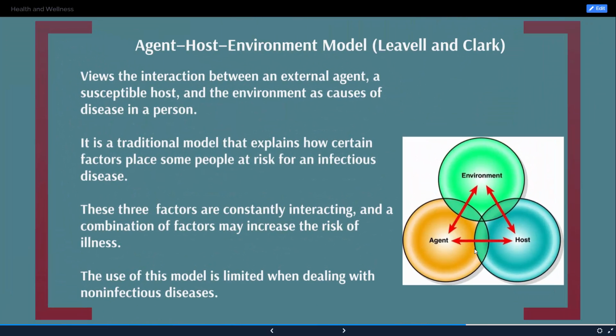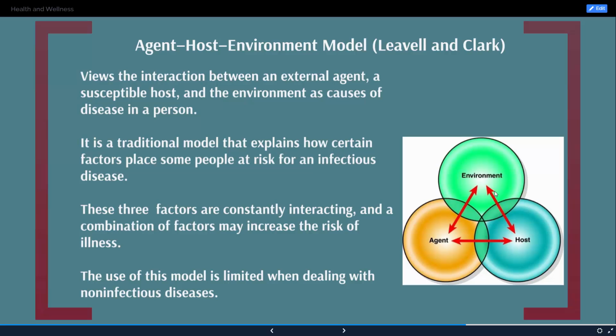The agent host environment model, this is the third one. This views the interaction between an external agent, a susceptible host, and the environment as cause of a disease in a person. You can see on the side here that kind of goes into it. All three of these things overlap and they all affect one another. It is a traditional model that explains how certain factors place some people at risk for an infectious disease. The three factors are constantly interacting, and a combination of factors may increase the risk of illness. The use of this model is limited when dealing with non-infectious diseases.